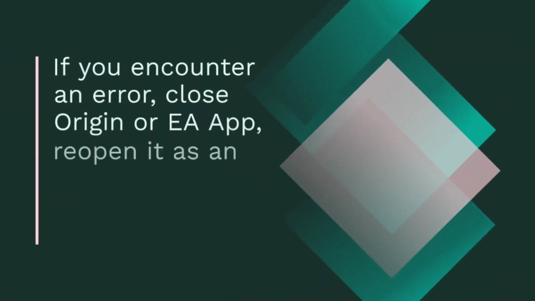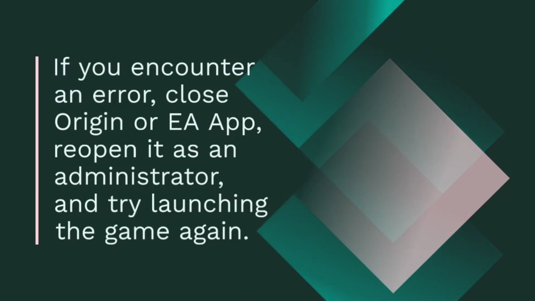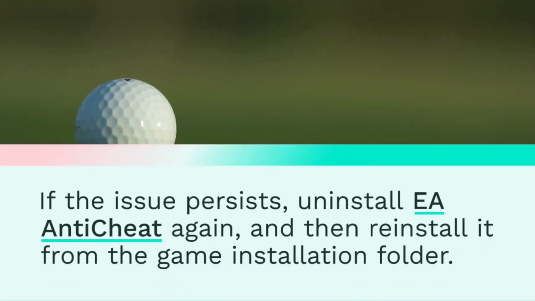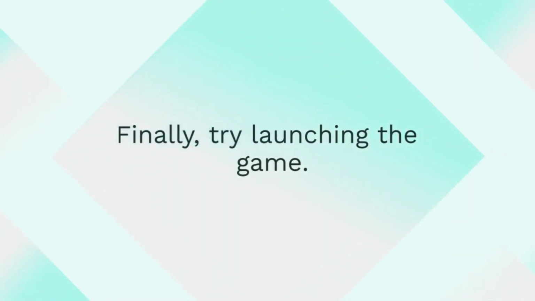If you encounter an error during this process, close Origin or EA App. Reopen Origin or EA App as an administrator and try launching the game again. If the issue persists, uninstall EA Anti-Cheat again, and then reinstall it from the game installation folder. Finally, try launching the game.